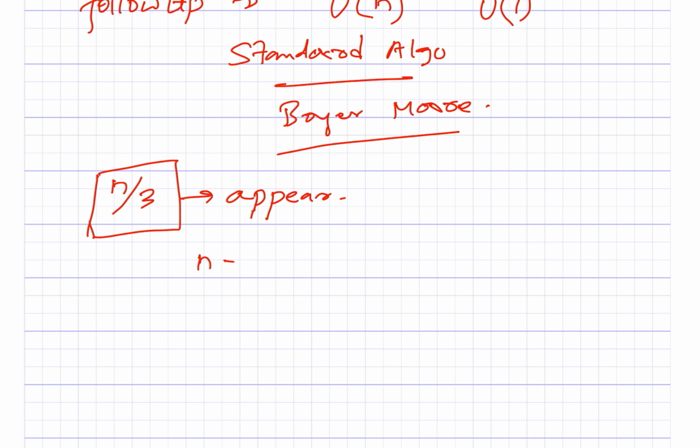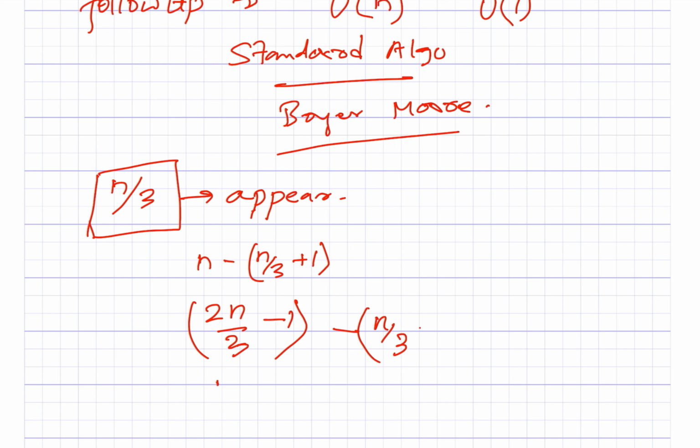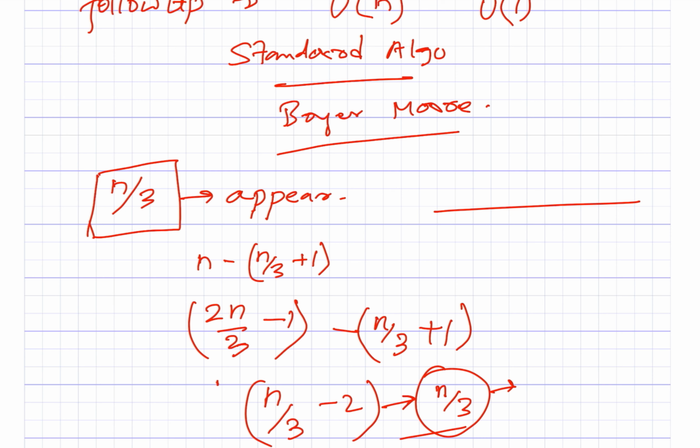Total elements n. Let's say one element appears more than n/3, that is n/3 plus 1 times. Okay, so how many more elements are left? Twice n/3 minus 1. If another element appears more than n/3 times, that is again n/3 plus 1, so how much will be left? n/3 minus 2. Can we have any more elements that will appear more than n/3 times? No. Let's see.